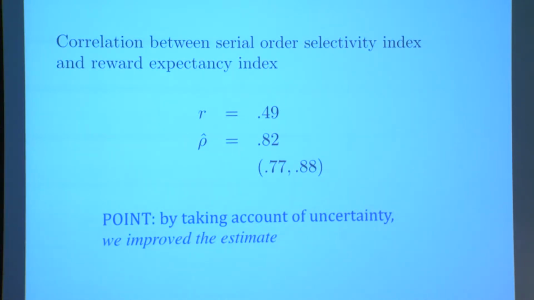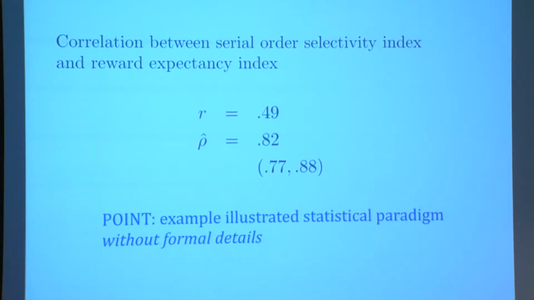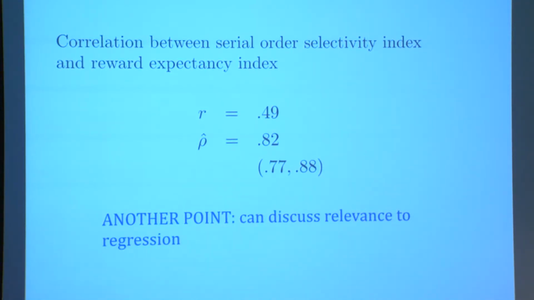So statisticians focus on uncertainty all the time, but it's not always about uncertainty per se. It's also about improving estimation. And furthermore, as I was saying all along, we can exemplify the statistical paradigm here without formal details. And a last point is, this particular example, attenuation of correlation, is really useful for discussing a really important point that we often make, but certainly should make in talking about regression, which is about conditioning on variables in order to make an adjustment.